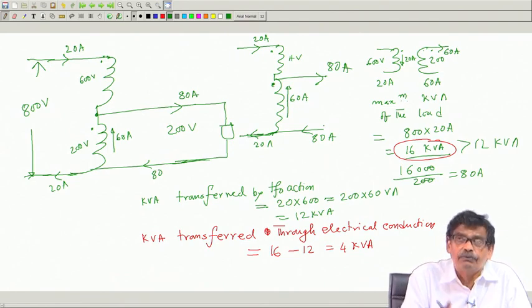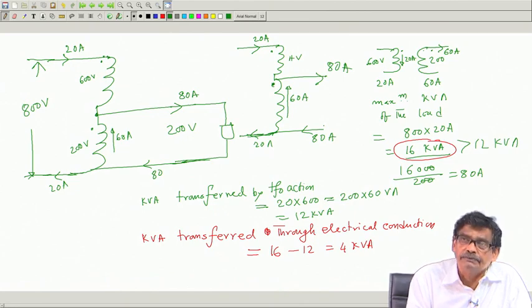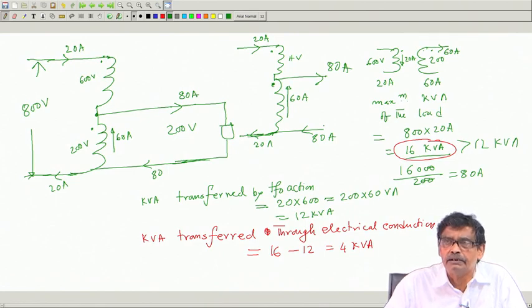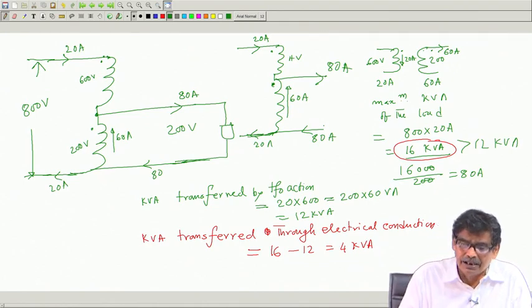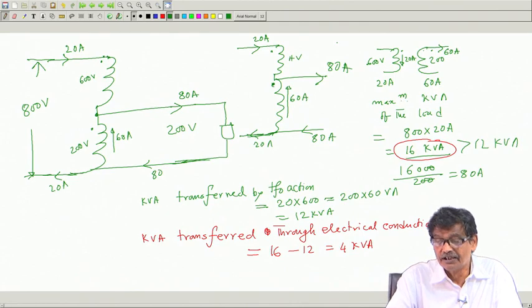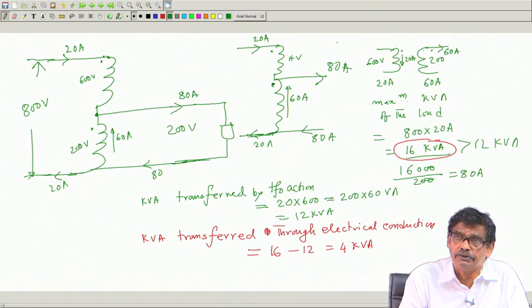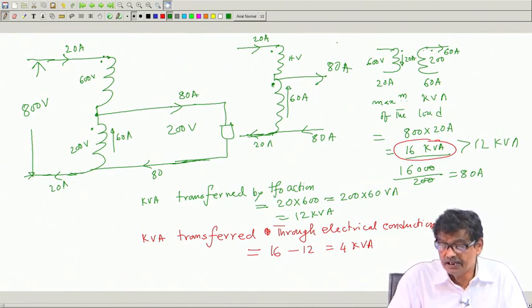It is very easy to calculate how much is transferred by transformer action, and from the total kVA I will subtract that to figure out how much is conducted by conduction. Of course, these are the only two connections I have discussed. You try on your own how differently you can connect these two coils in series, applying the appropriate voltage, mind you, to the windings, to get how much kVA, how much current.